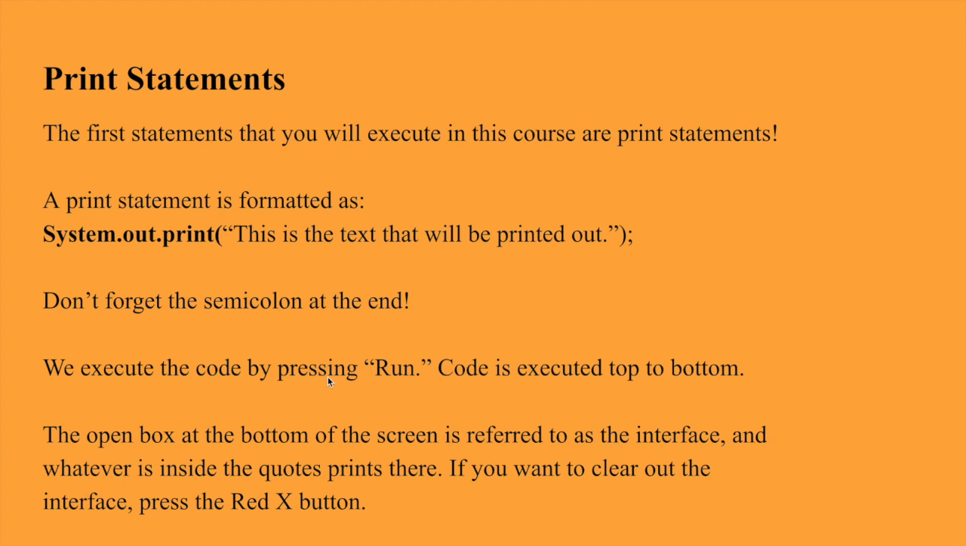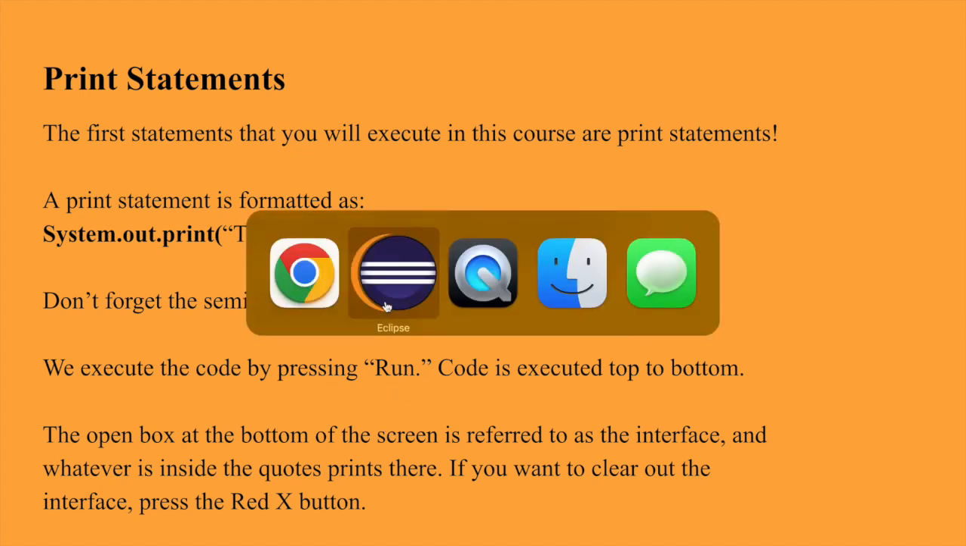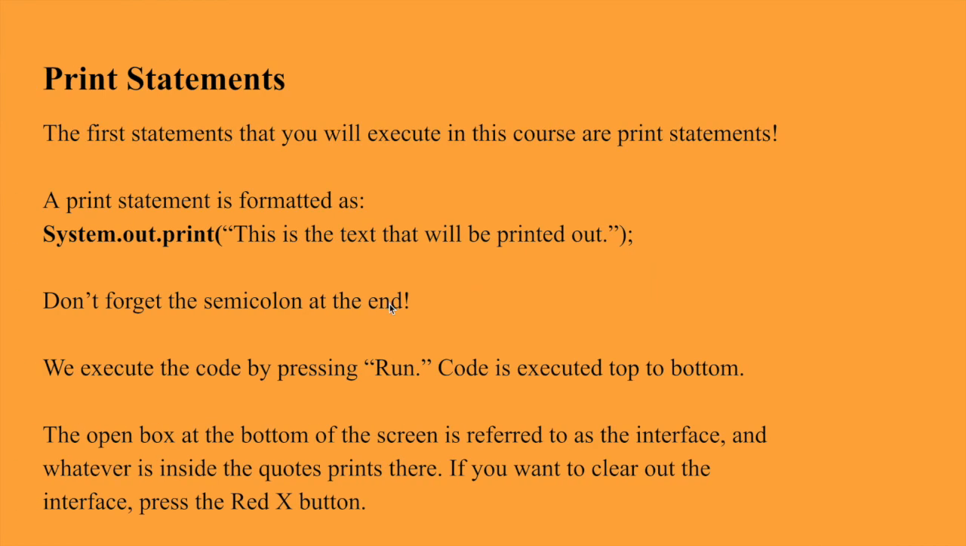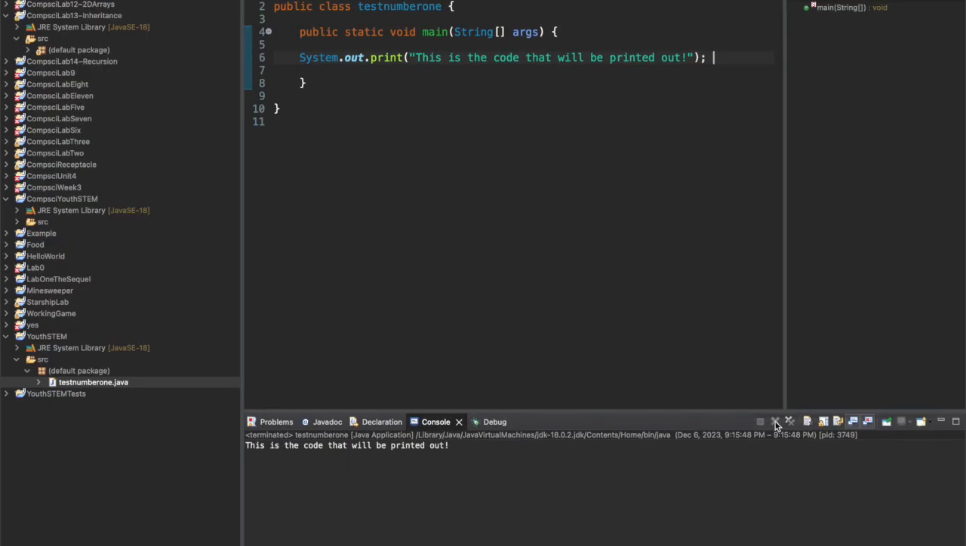And we execute the code by pressing run. As I said, code is executed top to bottom. So the open box at the bottom of the screen here is referred to as the interface. The interface down here. And then whatever's inside the quotes prints there. If you want to clear the interface, press the red X button like this.